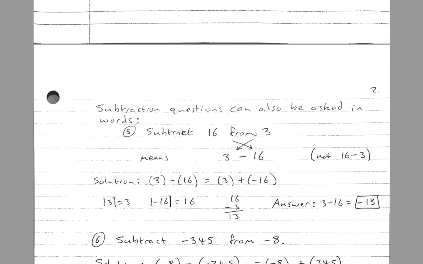So subtract 16 from 3, start with 3 and subtract 16. So it's really the same as 3 plus negative 16. The absolute values are 3 and 16. Subtract the 3 from the 16. We got 13. The negative 16 had the bigger absolute value, so the answer is negative 13. That makes sense. If you start at 3 on the number line and move 16 units to the left, you're ending up at negative 13.